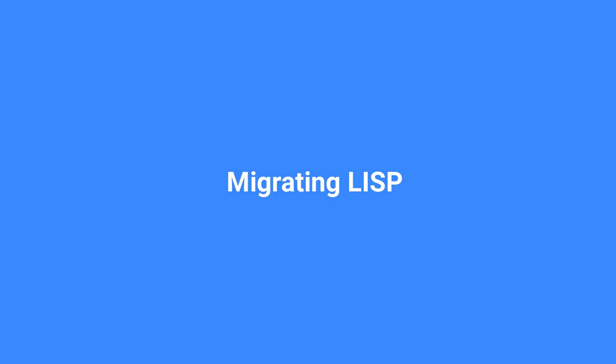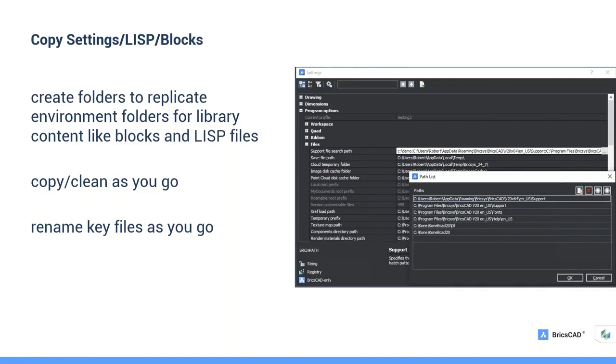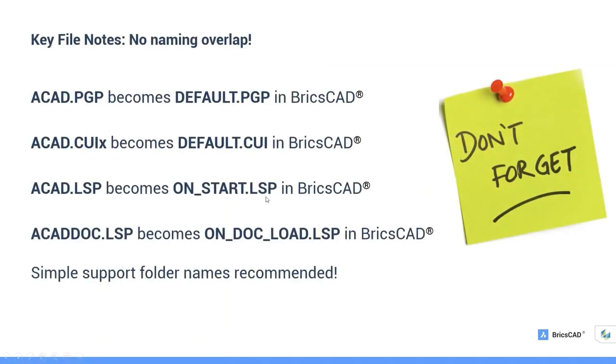Now that we have created a support folder, we're going to take a look at some of the Lisp files that we found in there and get that correctly configured. We're going to have to do some renaming, maybe a little bit of cleaning and a titch of editing. I'm going to show you how that works. There are some key file names worth noting here: ACAD PGP becomes default PGP. Our default CUI is called default. ACAD LSP becomes on start. ACAD doc LSP becomes on doc load.